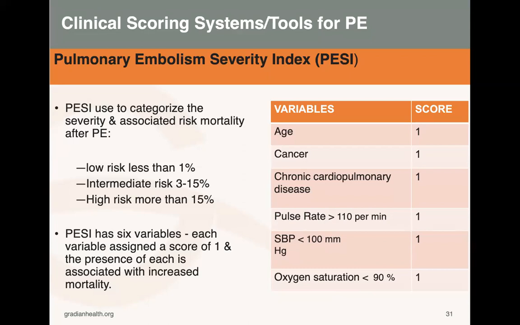So we want to be able to score this patient to know what the outcomes are. If the score is less than 1%, then it means they are low-risk patients. If they have 3 to 15%, then it's intermediate risk. But if it's above 15%, then these are high-risk patients, which means the outcome in 30 days might be poor. So each of the 6 variables scores 1, and each of them can give us that percentage. Can we go to the next slide, please?